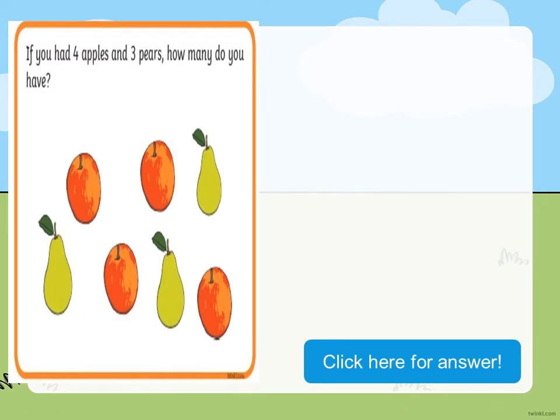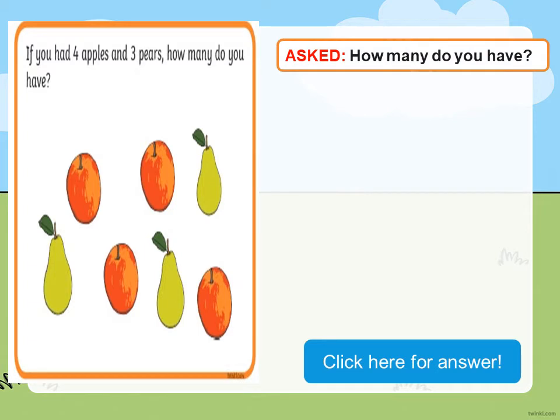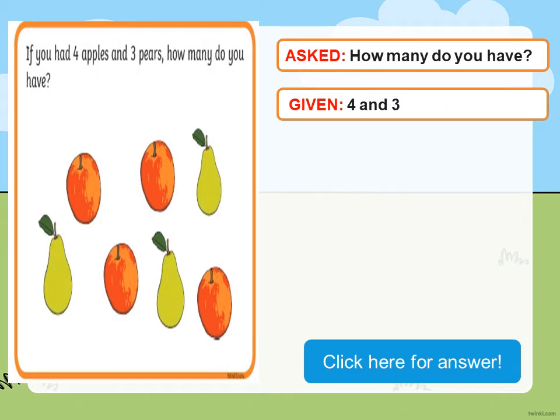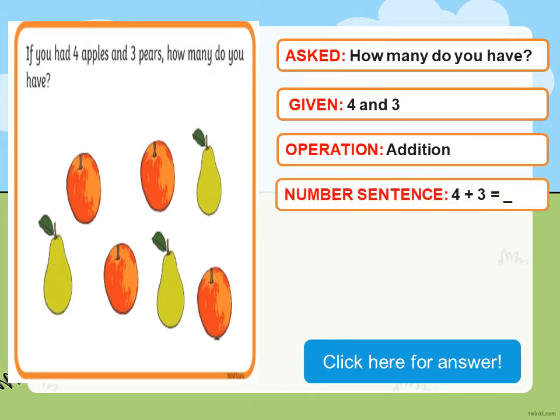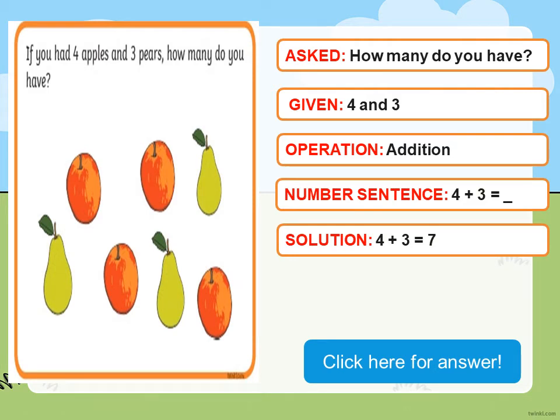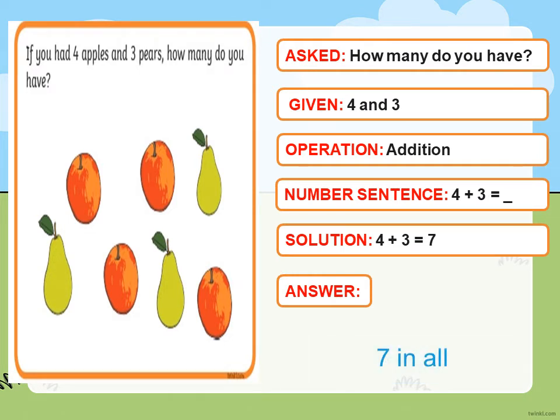If you had 4 apples and 3 pears, how many do you have? Ask, how many do you have? Given, 4 and 3. Operation, addition. Number sentence, 4 plus 3 equals blank. The solution, 4 plus 3 equals 7. The answer is 7 in all. Very good.